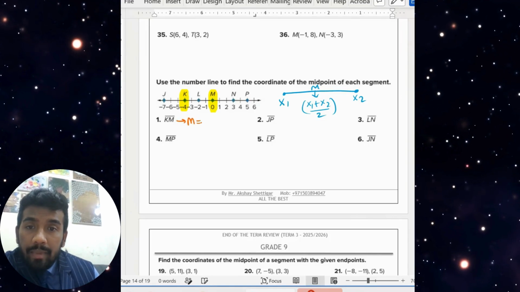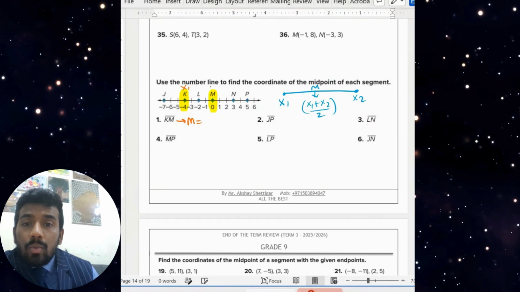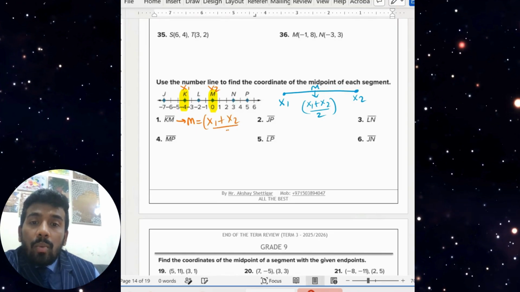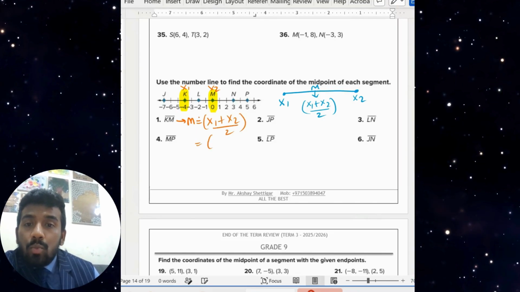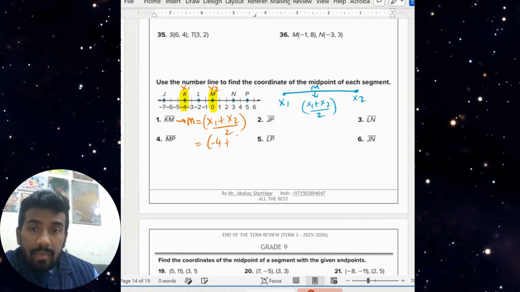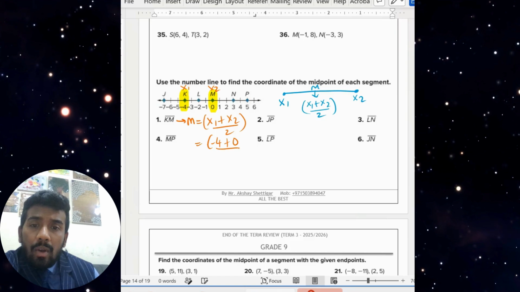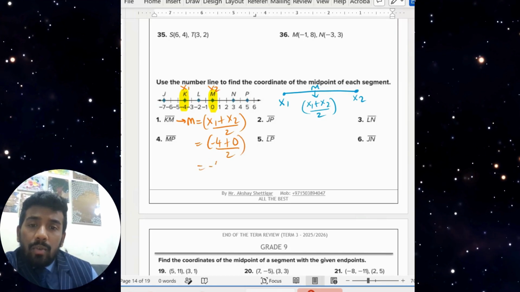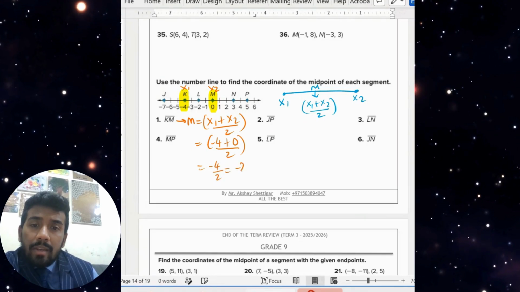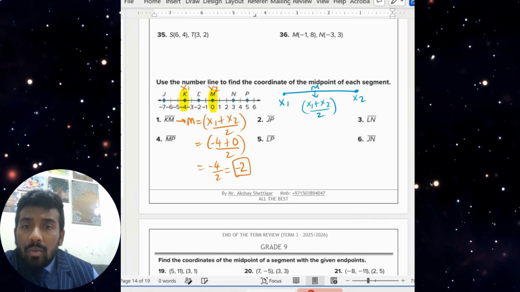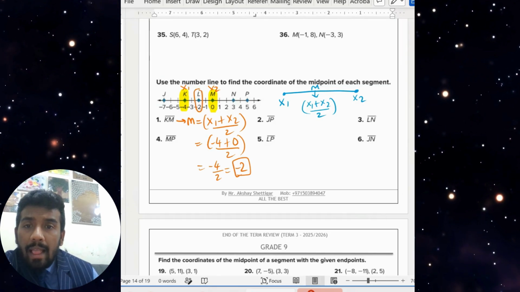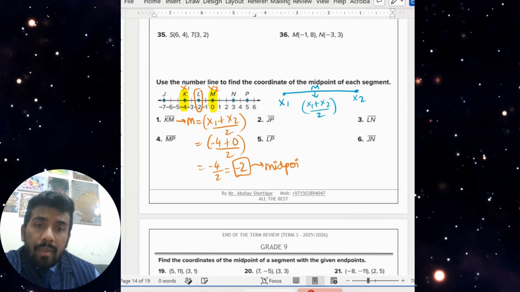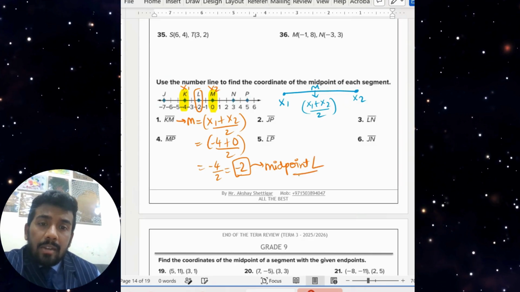The midpoint, this is x1, this will be x2. It can be given by x1 plus x2 over 2. What's your x1? Minus 4. And what's your x2? That's 0, over 2. What's minus 4 plus 0? Minus 4. And minus 4 over 2, that's minus 2. So that's your midpoint. What's the midpoint? L. So the midpoint is L. Understood in this way.